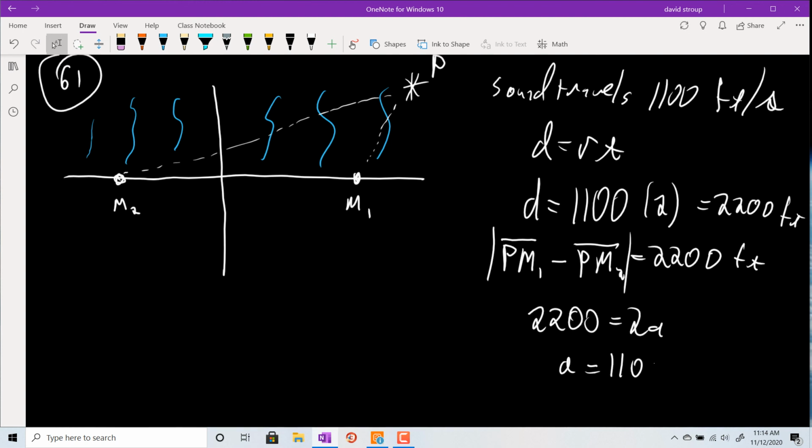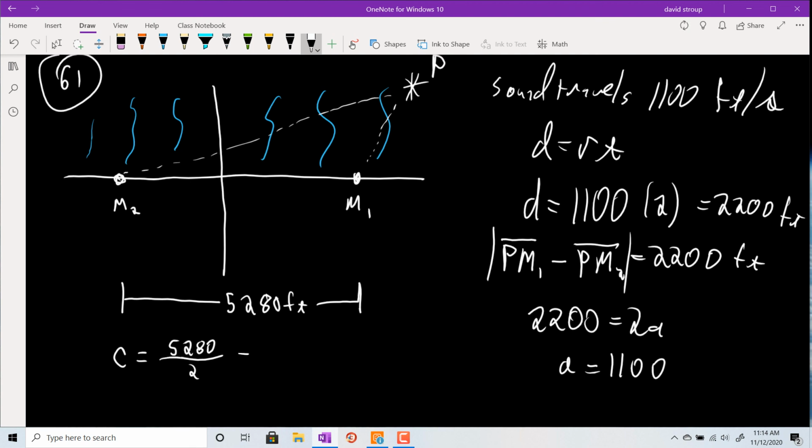A is just 1,100. The book notices that the distance between M1 and M2 is 2 miles. Okay, I think. No, they're 1 mile apart. Sorry. You have to be a little careful with the units. 1 mile is 5,280 feet. So what does that tell you? Well, you can look at these guys as foci, so the C values are what you're getting from that. C must equal half of 5,280, right? So that will equal, I think, 2,640.